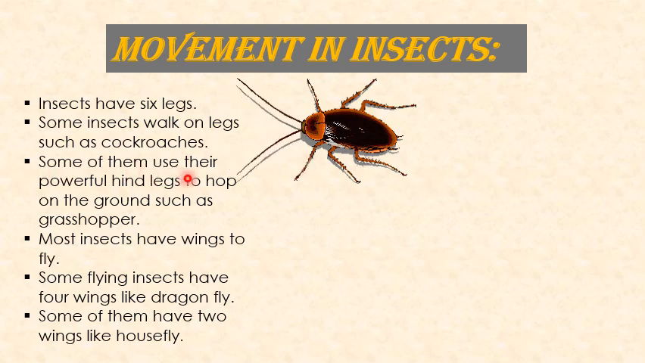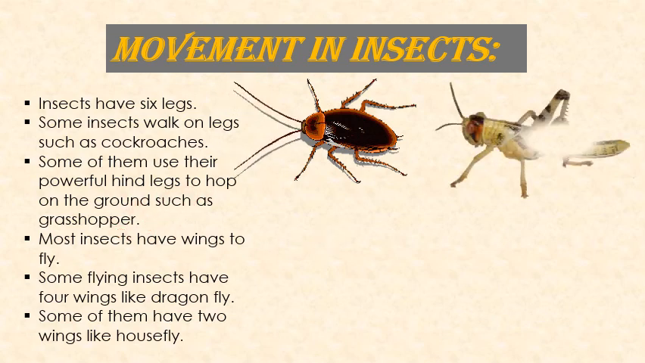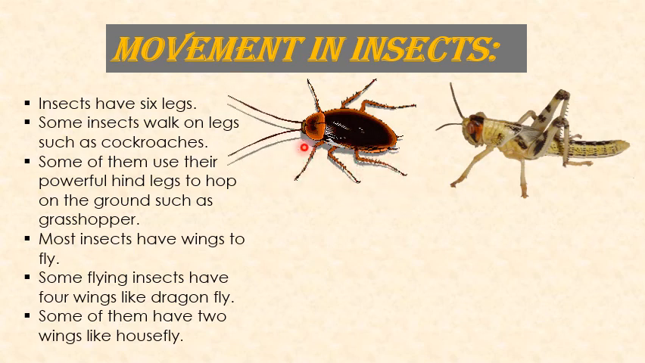Now some of them use their powerful hind limbs or hind legs to hop on the ground, such as grasshopper. If we talk about the cockroaches, cockroaches use all of their 6 legs to walk or run. But if we talk about the grasshopper, they usually fly, but when they hop on the ground, they use their hind limbs or hind legs, as it is written here. You can see that their hind limbs are different from their forelimbs.